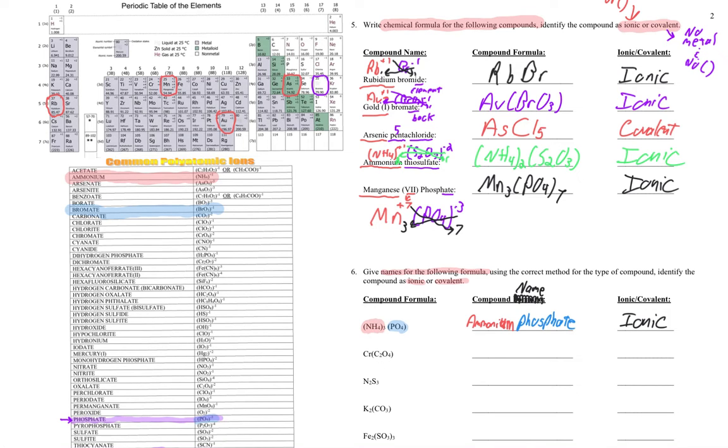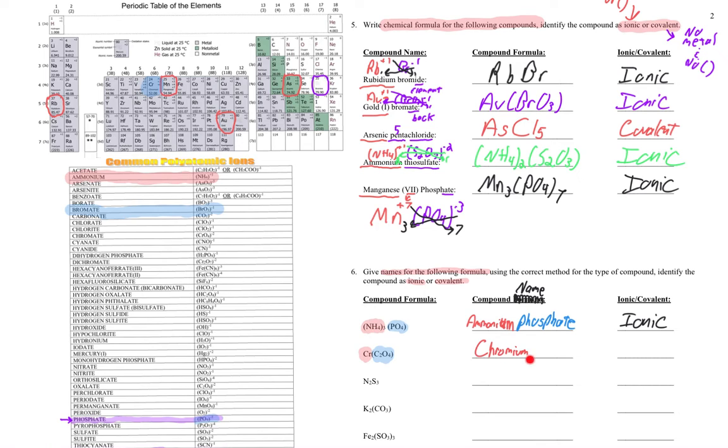We got Cr, C2O4 in parentheses. Cr is chromium. If I look, chromium can be +2, +3, or +6. I have to figure out which one it is. C2O4 in parentheses will help me figure that out. If I go and I look up C2O4 in parentheses, I'll find what that is second.